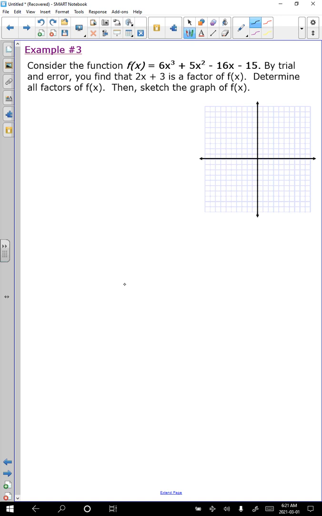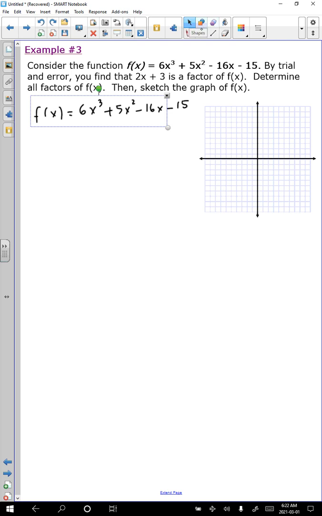Take another example. Consider the function f of x equals 6x cubed plus 5x squared minus 16x minus 15. By trial and error, you find that 2x plus 3 is a factor of f of x. Determine all factors of f of x and then sketch the graph of f of x. So your f of x is equal to 6x cubed plus 5x squared minus 16x minus 15. And they're all given to you in the decreasing order of their degree, so that's great.